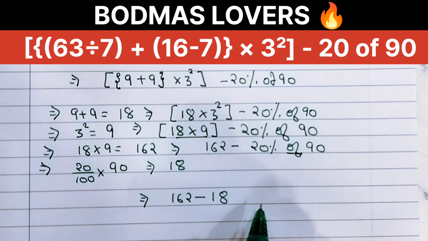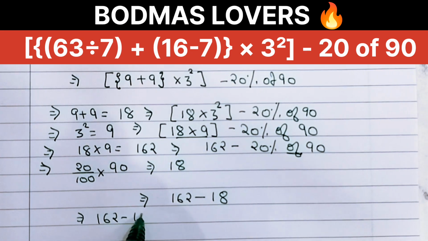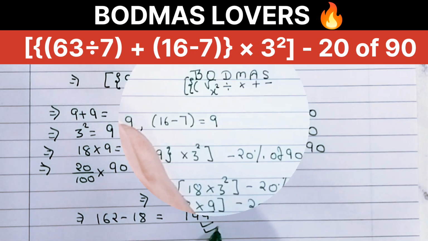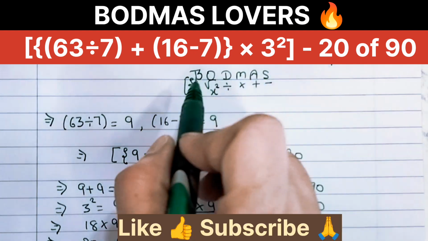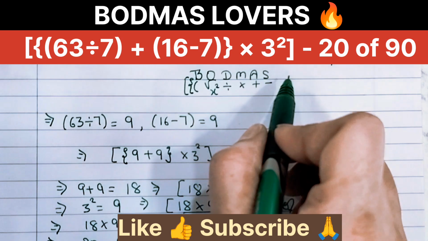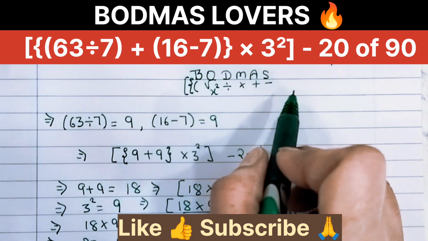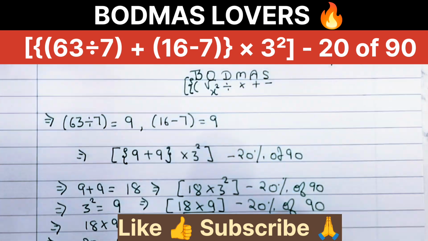The last step is to perform the final subtraction, which is the last remaining operation. Now 162 minus 18 will get 144, which is the final result. So according to this expression, by systematically following the order of operations, we simplified the complex brackets down to a single final value, which is 144. And I hope it is clear.